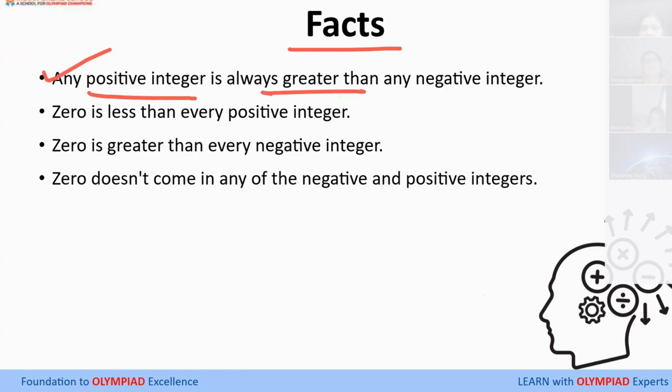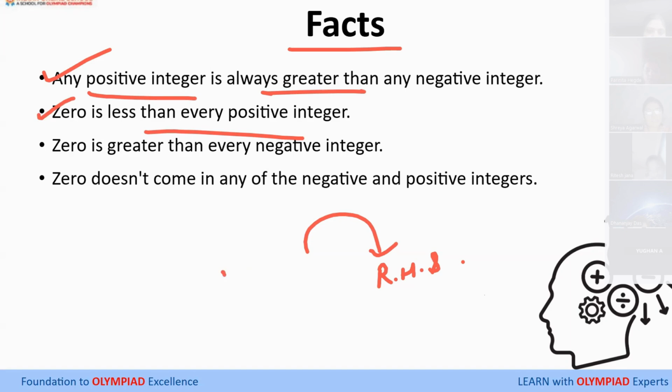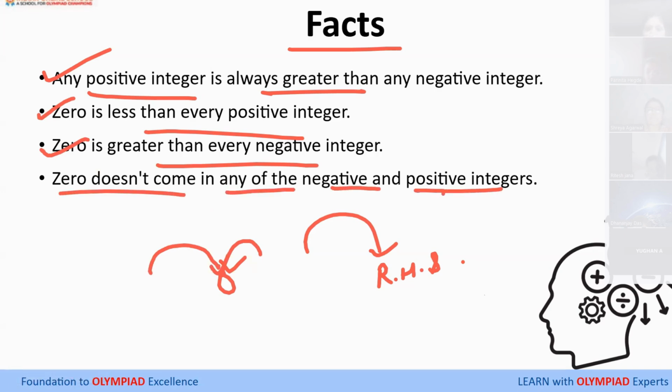Okay. A few fun facts about zero, or the other side of zero, whatever you want to say. Positive integers are always greater than negative integers because they are on the right-hand side. And as I told you, the more you go rightward, the more the value increases. Zero is less than every positive integer because it's on the left. It is greater than every negative integer, again the same logic, because it's on the right. And zero is neither a positive nor a negative integer.